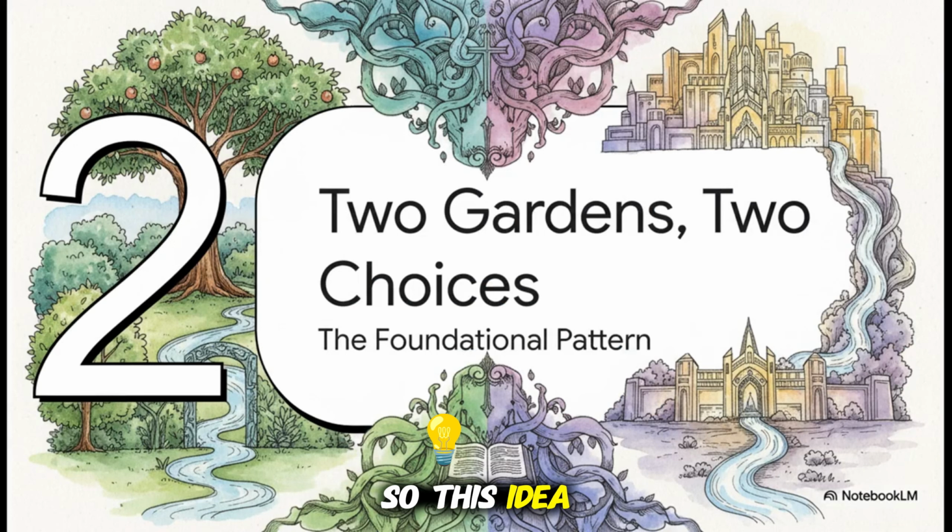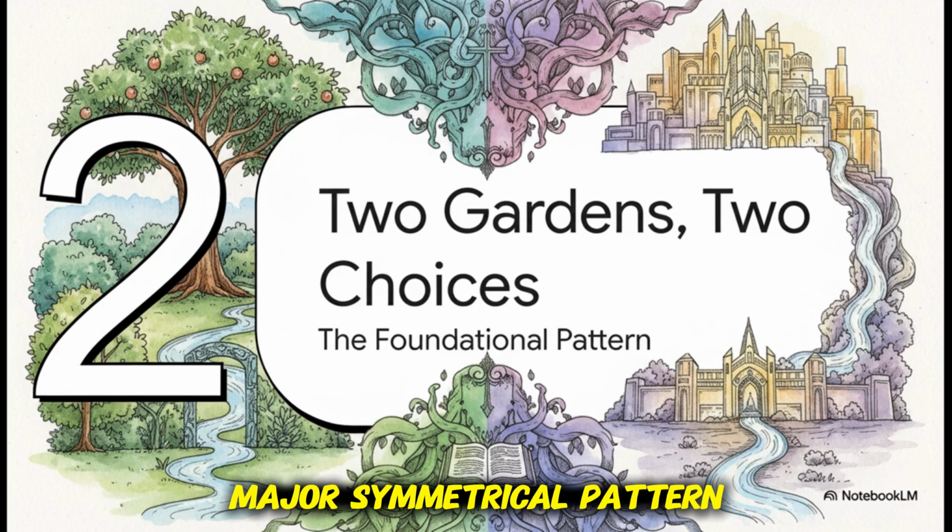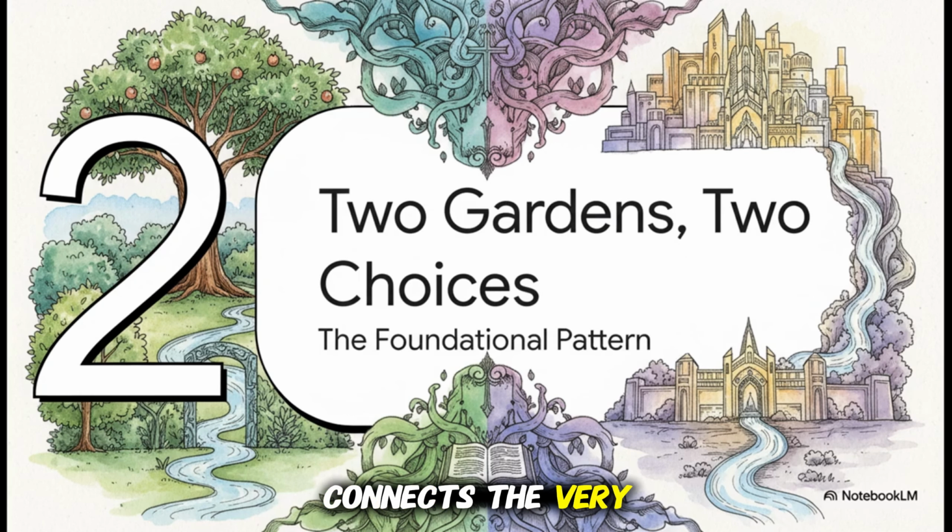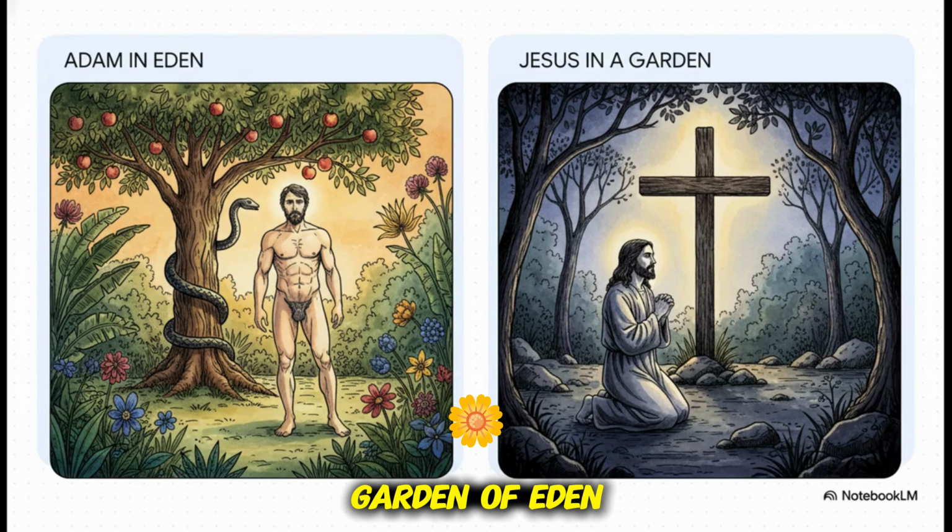Okay, so this idea of a significant place expands from just one word to our first major symmetrical pattern, and this one connects the very beginning of the Bible to its climax. So on one side, you've got Adam in the Garden of Eden. He's facing a test that involves a tree, and his choice leads to disobedience. Then, on the other side, you have Jesus in what the Gospel of John also calls a garden. He faces a test involving a different kind of tree, the cross, and his choice leads to obedience. It's this incredibly powerful theme of reversal. One act of disobedience is answered by an act of perfect obedience, all happening in a parallel setting.